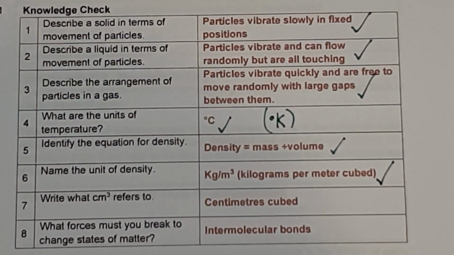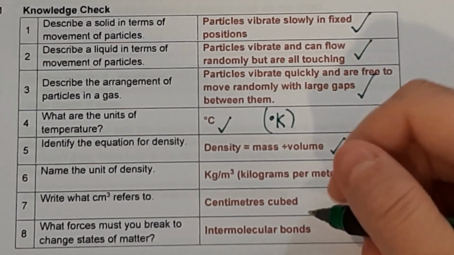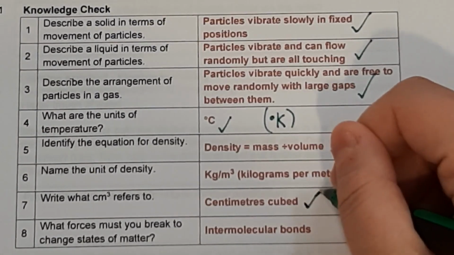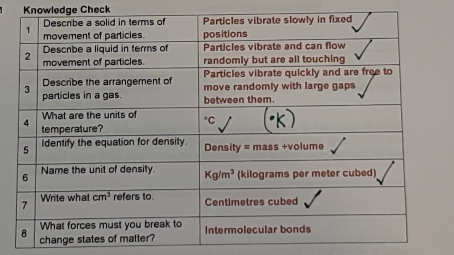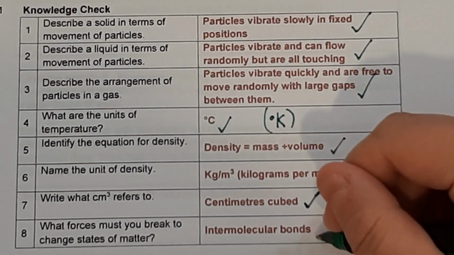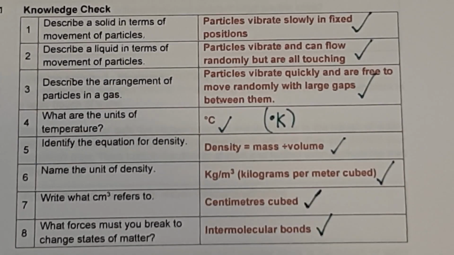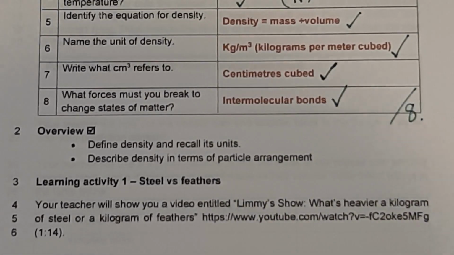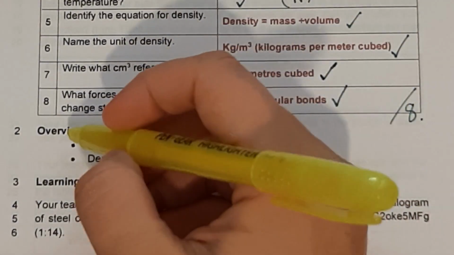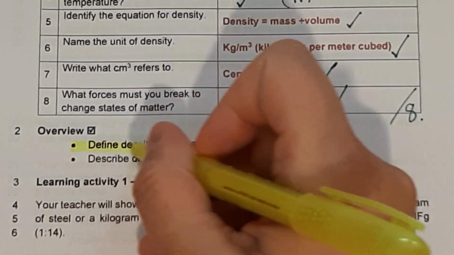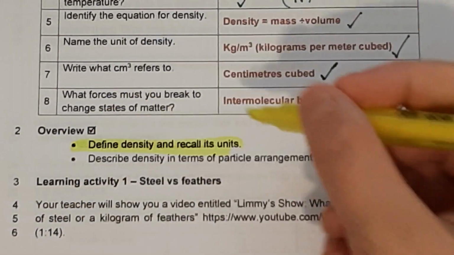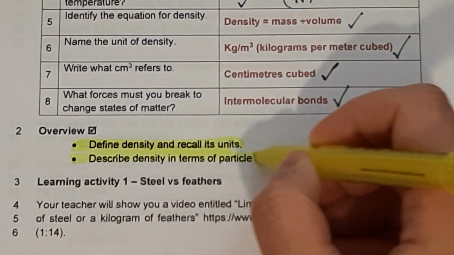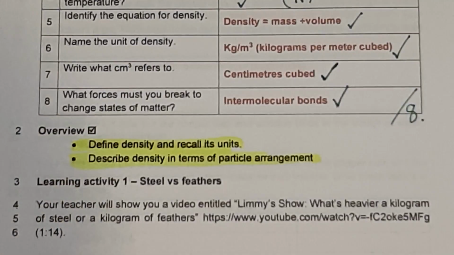Question 7. Write what centimetres cubed refers to, or cm^3, and that is centimetres cubed. Question 8. What force must you break to change states of matter? That's the intermolecular bonds or the intermolecular forces. So give yourself a mark out of 8 for those questions. Now today, our overview for the lesson is that we're going to be able to define density and recall its units. We're going to describe density in terms of the particle arrangement.